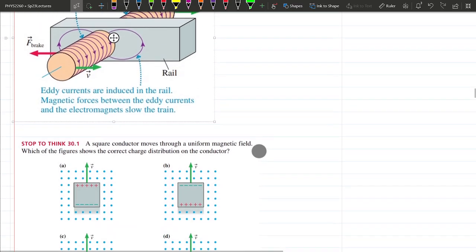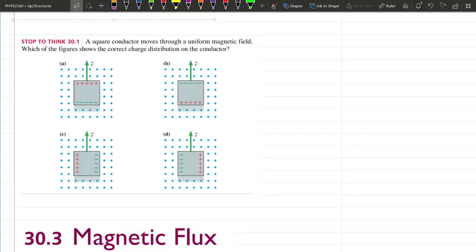Okay? So let's do this stop to think, since we have a little break here. Let's say I have a square conductor, right? And I have this conductor moving upward in a magnetic field that's coming out of the board. Okay? How will the charges arrange themselves in this conductor if it was moving? Can we figure that out? Okay. I'll give you the little equation to figure out magnetic forces, right? QV cross B. Okay. So which of these configurations is correct?